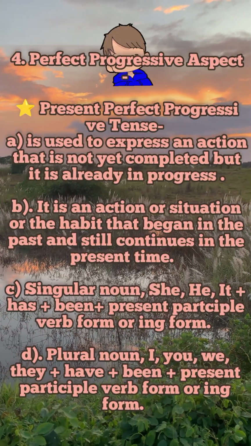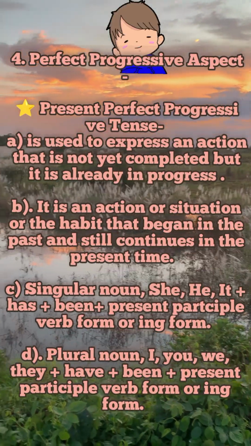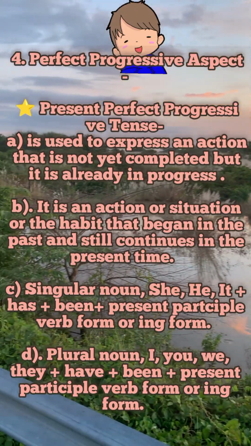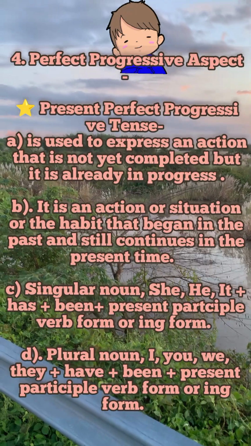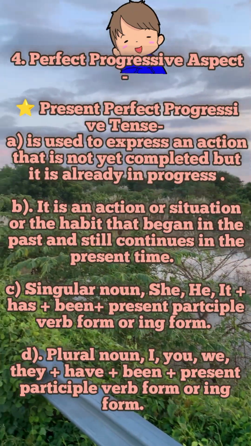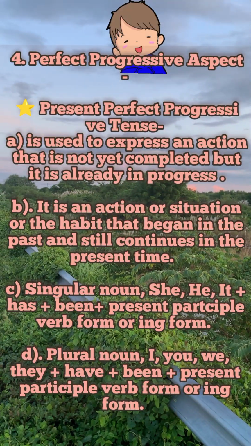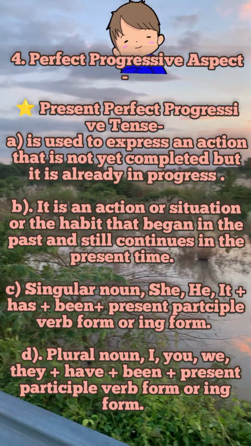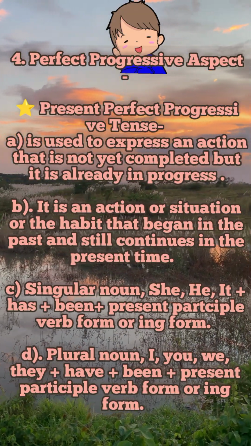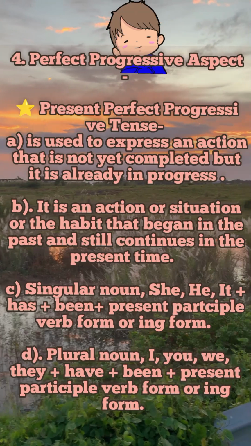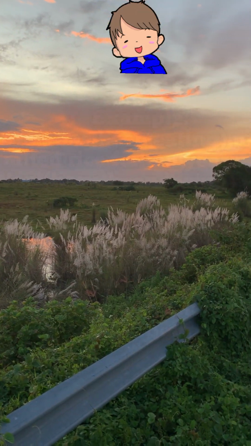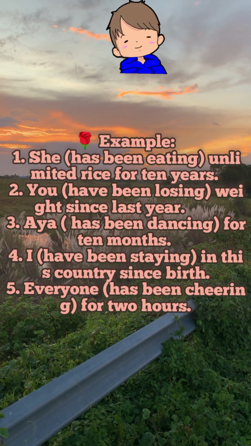Perfect progressive aspect, present perfect progressive tense, is used to express an action that is not yet completed but is already in progress. It is an action or situation or habit that began in the past and still continues in the present time. To form it: singular noun, she, he, or it, plus has plus been plus the present participle verb form or ing form, or plural noun, a subject, or I, you, we, they, plus have plus been plus the present participle form of the verb or ing form.